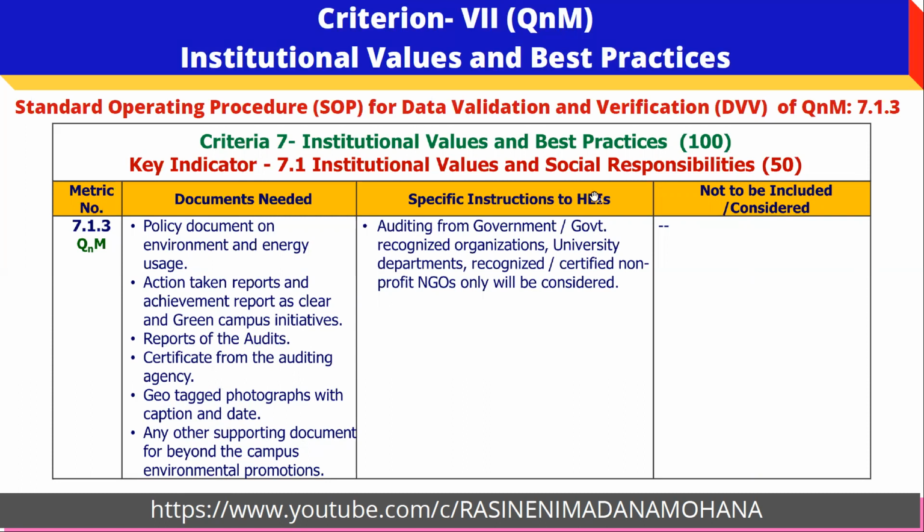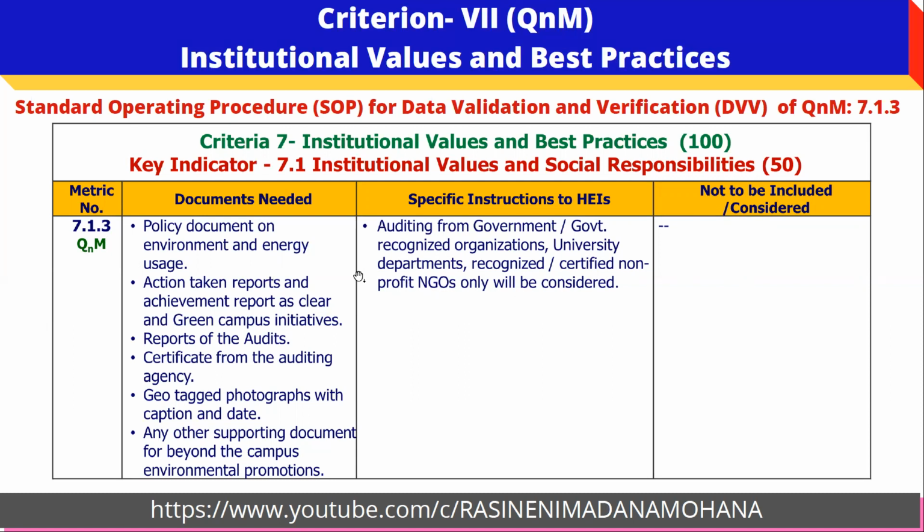Then what are the specific instructions to the institution? Auditing from the government or government-recognized organizations, university departments, recognized or certified non-profit NGOs only will be considered as the auditing agency. Auditing by your own institution can't be considered here. There are no specific instructions on what is not to be included or considered. This is the SOP of 7.1.3.